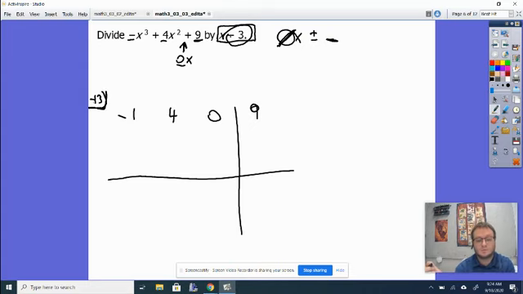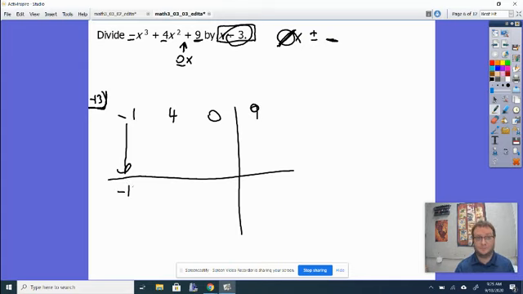So I have +3, -1's coming from here, 4, 0 from the placeholder, and 9 from my constant. Okay, now I promise this is not a hard concept that I'm about to do. Students like to overthink it. Listen very, very carefully. It's really not that bad. I'm going to take the first number and drop it down. I'm not going to do anything to it. Just bring it straight down.